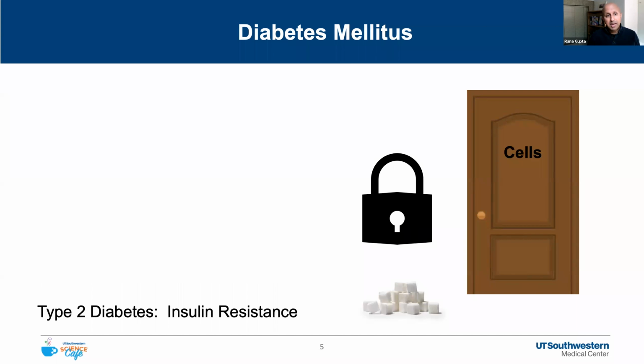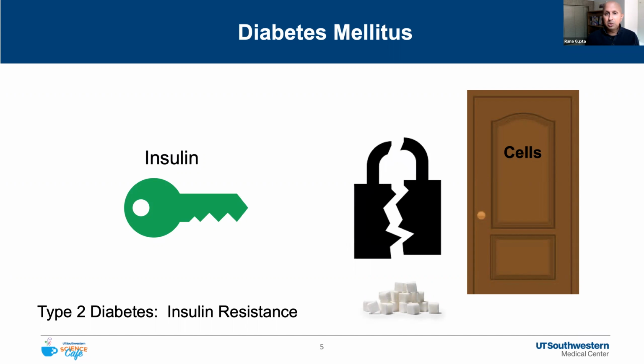But we also have type 2 diabetes, which is different. Type 2 diabetes is characterized by a state of what we call insulin resistance. That's when we have insulin on board. We have a lot of insulin on board, but there's something wrong with the lock that opens this door. In other words, insulin can't work. And therefore, we need a lot more insulin to overcome this challenge to get glucose into the cells.